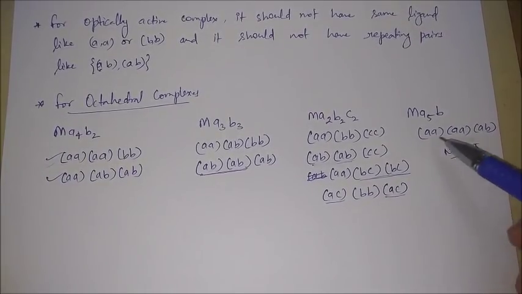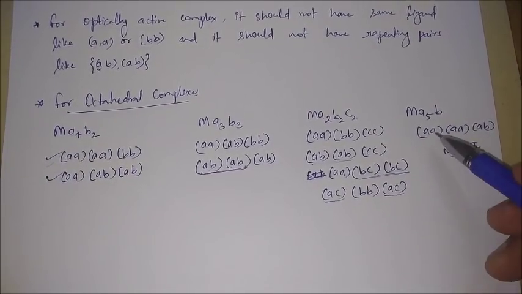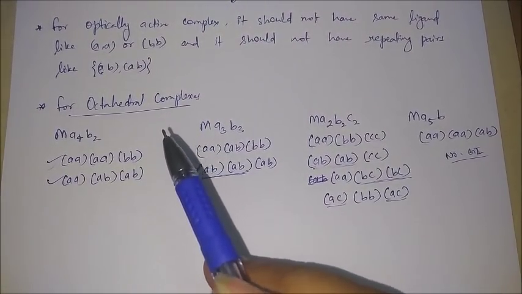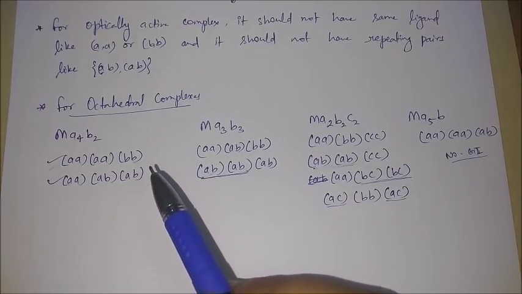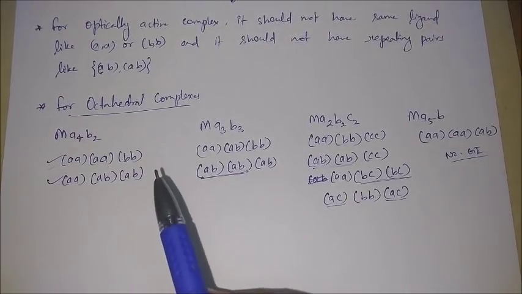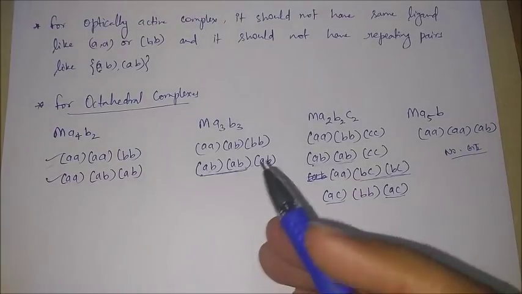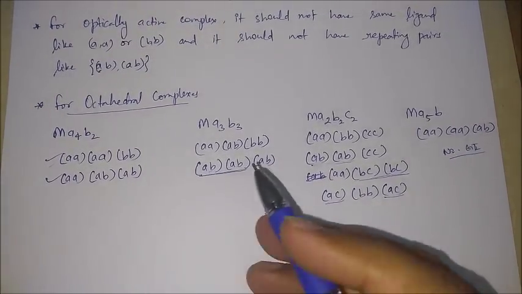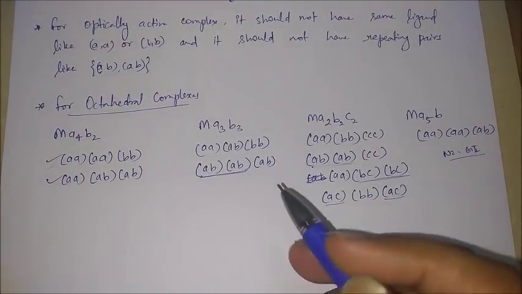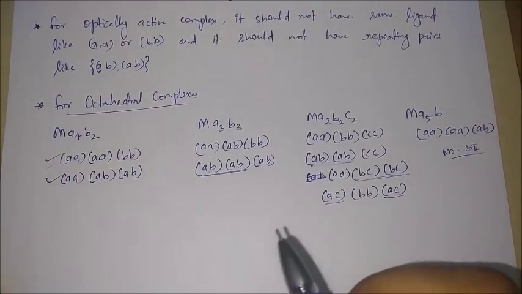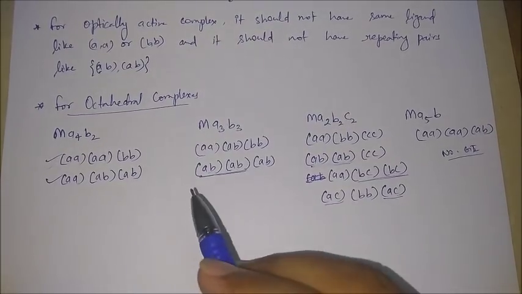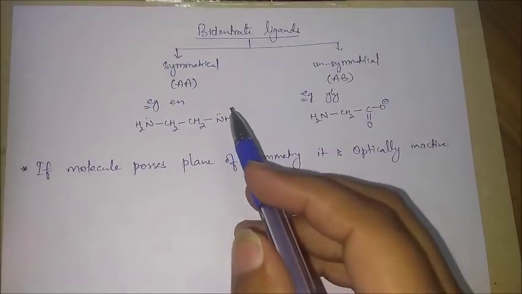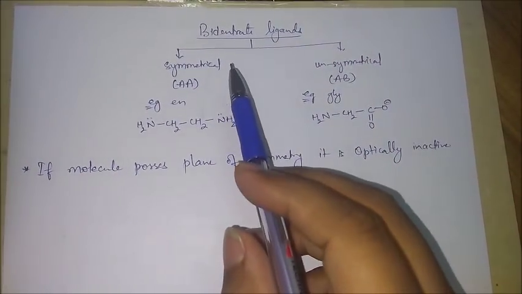All right, so this was for your tetrahedral, octahedral and square planar complexes having monodentate ligands. Now if the ligand is changed, that is, if the ligand becomes bidentate, then also you can find out whether your complex will be optically active or not, and whether it will possess any geometrical isomers or not. So we'll try to find that also. Let's talk about the bidentate ligands.